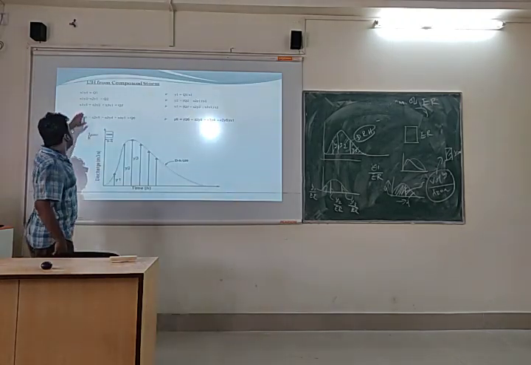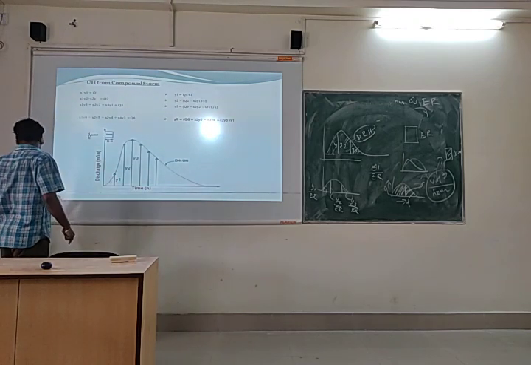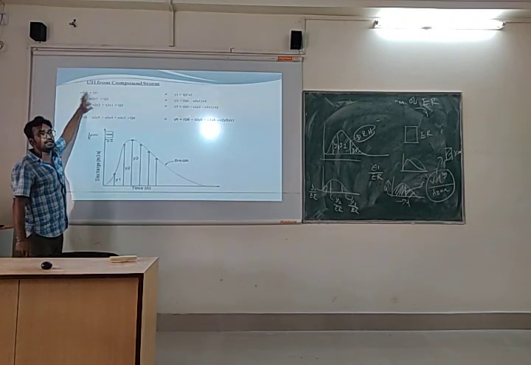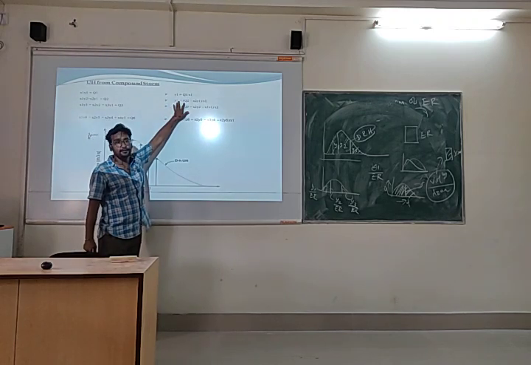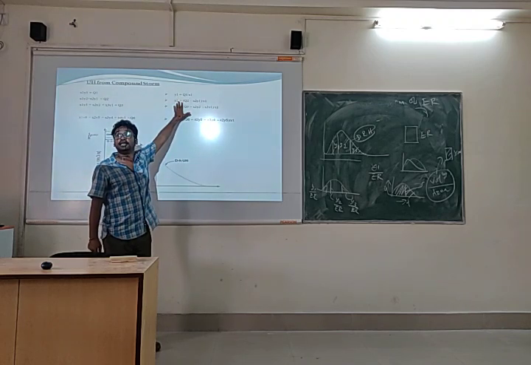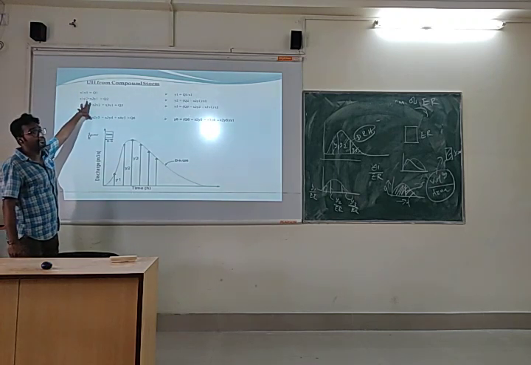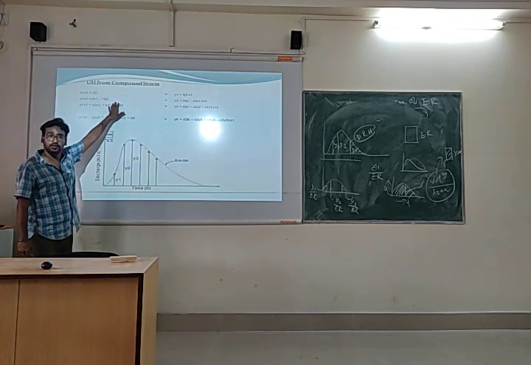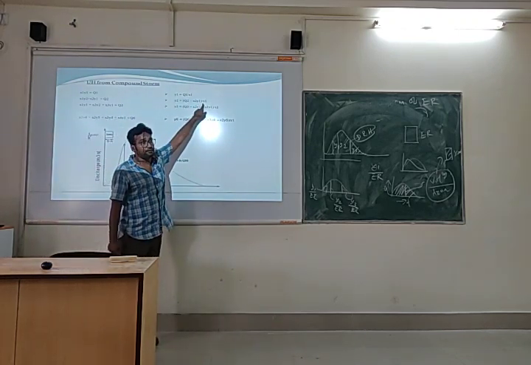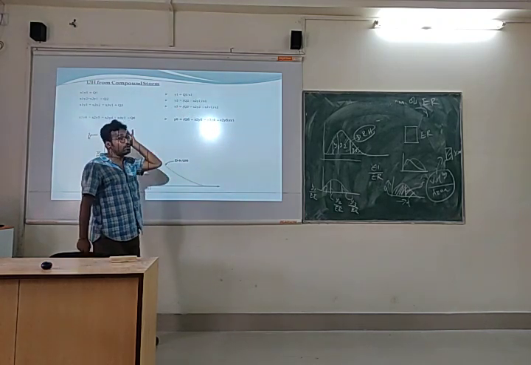If you see the first one, x1 y1 is Q1. If you know Q1 and you know x1, you can find out y1. What is y1 actually? The ordinate of the unit hydrograph. Secondly, x1 y2 plus x2 y1 equals Q2. Clear? If you know Q2, this will be the formula where y1 is now known, x1 known, x2 known, so can you find out y2?